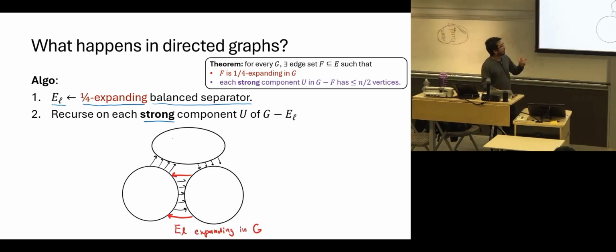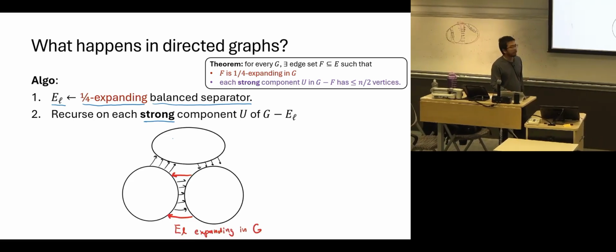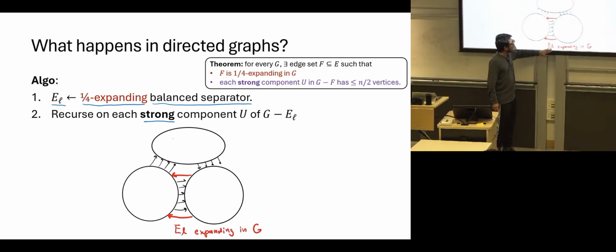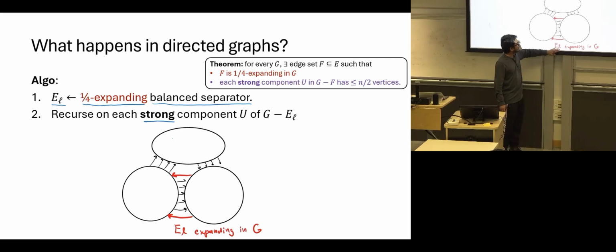I think the important point is the picture, actually. So we might find this thing. Like I find some edge set that is expanding and it's a balanced separator because when I remove it, I get strong components that are separated and each piece is small.